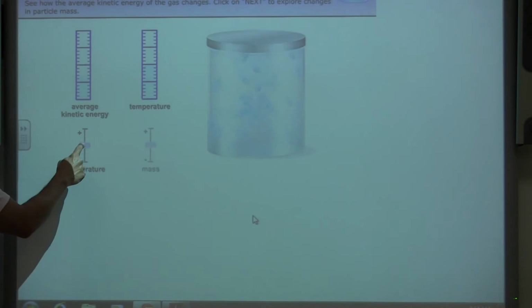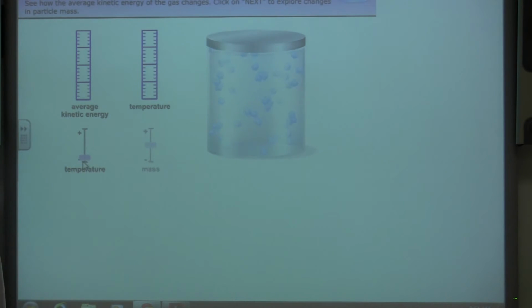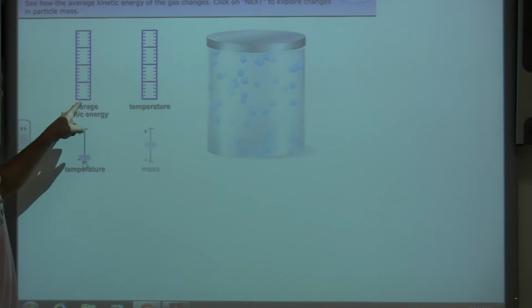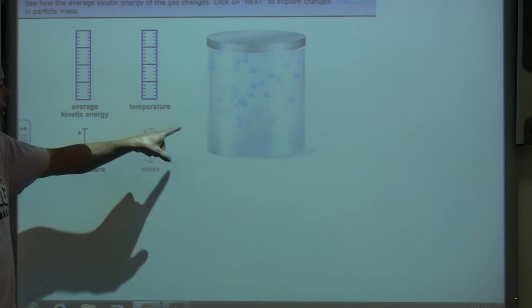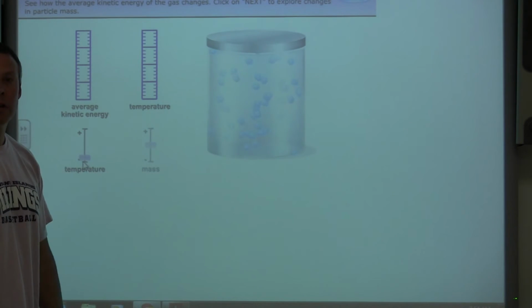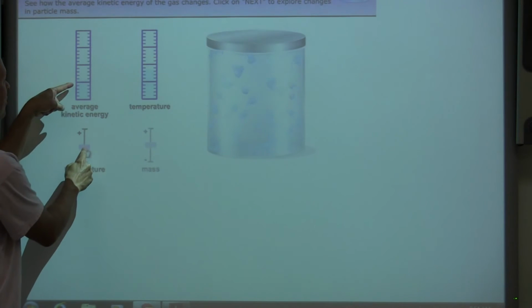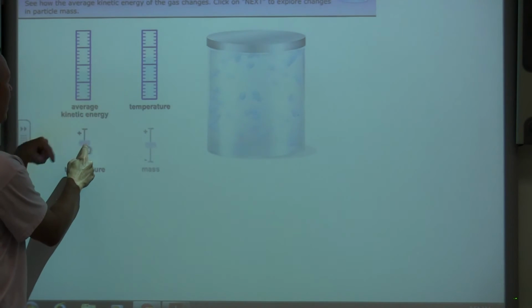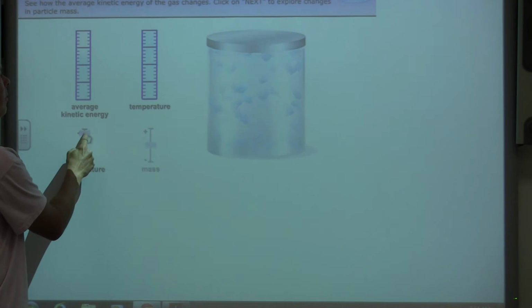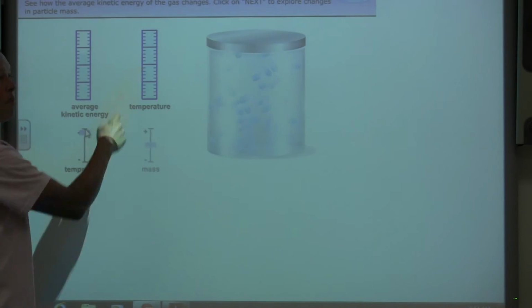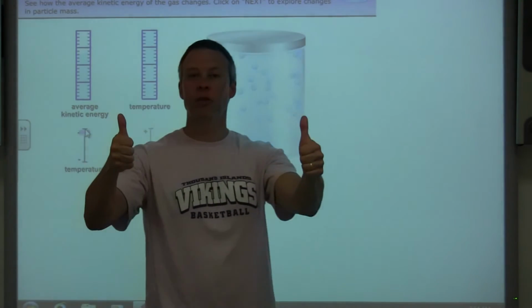I can modify this by decreasing the kinetic energy, which means now I don't see any color there. Look what happens to the particles. Look how slow they move. As I increase the kinetic energy, this blue goes up, the temperature goes up. You can see it's what we call a direct relationship. This one goes up, that one goes up. That is a direct relationship.